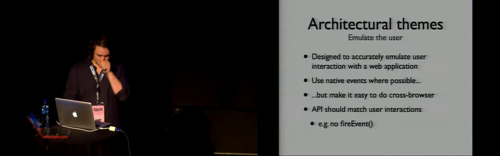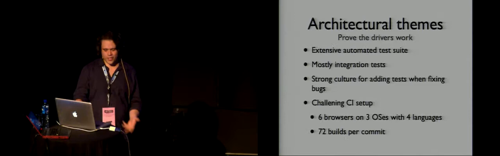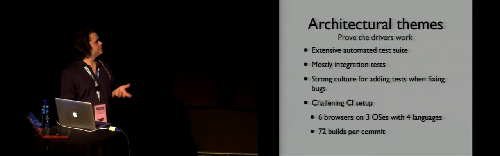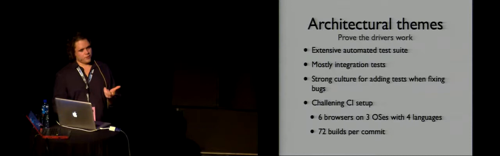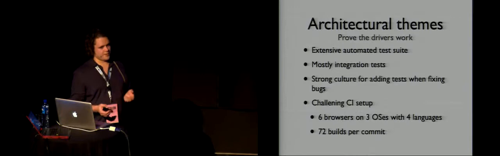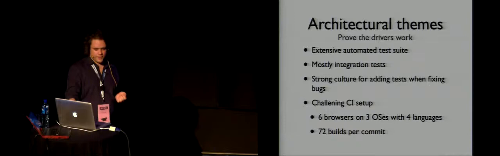We also prove that the drivers work by having an extensive automated test suite. Most of them are integration tests. There are about 600 integration tests for the Java client. We have a strong culture for adding tests when we find bugs. And this gives us a challenging CI setup. Running 70 builds per commit is not that simple. But it helps.